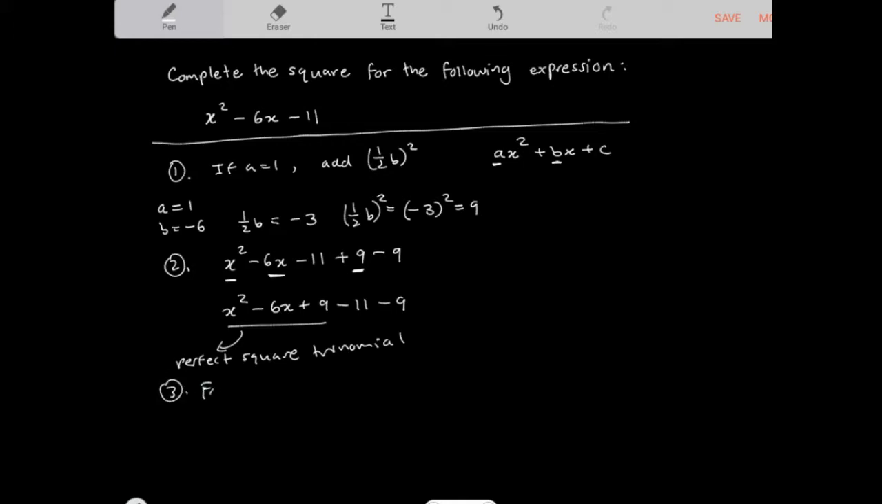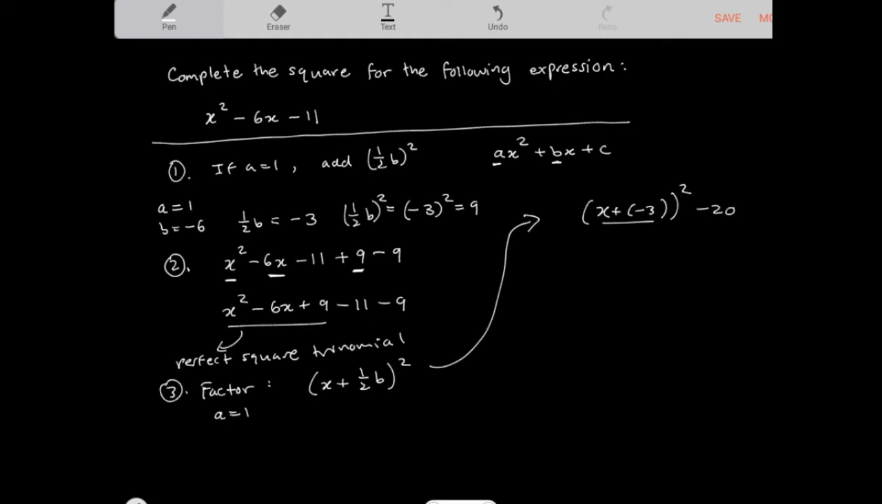So I'm going to factor the perfect square trinomial, and you can factor a perfect square trinomial when a is equal to 1 in the form of x plus 1/2 b squared. Okay, so this would work for all perfect square trinomials when a is 1. So in this case, all of the x squared minus 6x plus 9 can turn into x plus 1/2 b, and 1/2 b here is -3, so x plus -3 squared. Good. And we basically get, for the remainder, -11 minus 9 on the outside, so we get -20. So this you can actually simplify as x minus 3 squared minus 20.